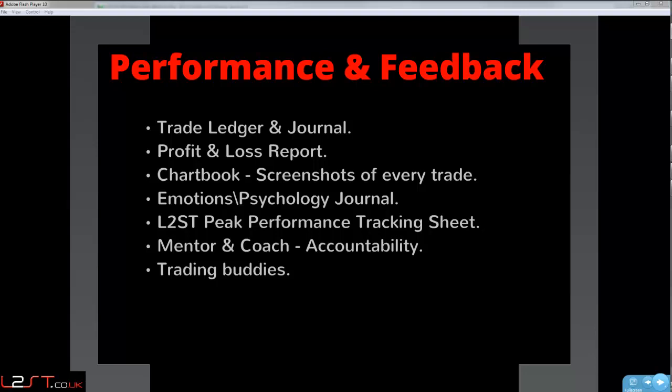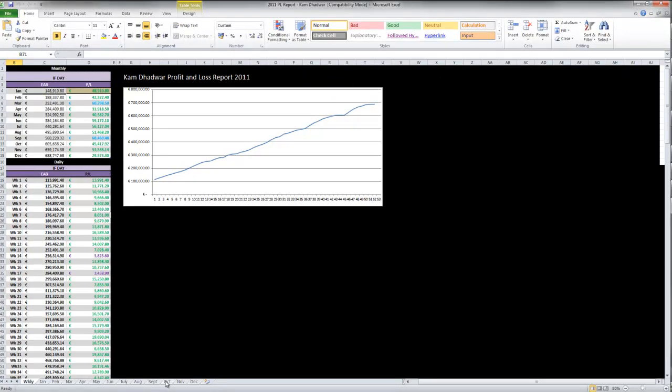Let me see if I can bring this up, just to give an example. Here's my P&L report for most of my trading for 2011. Just something simple, nothing complicated, just day-to-day stuff.